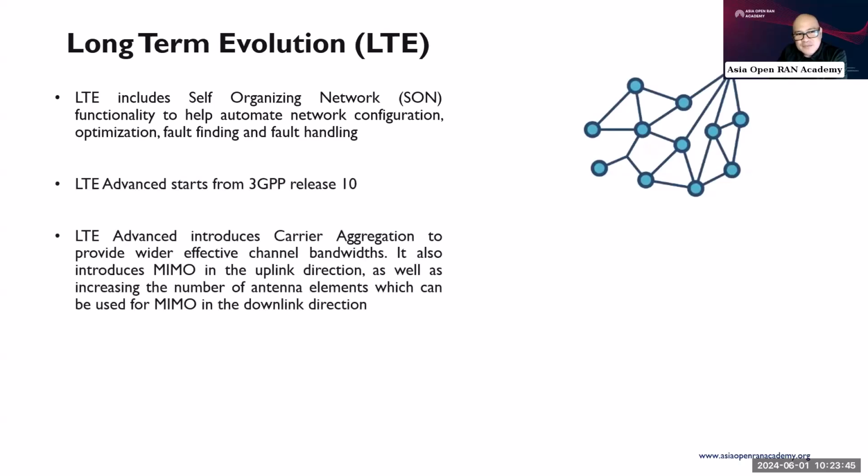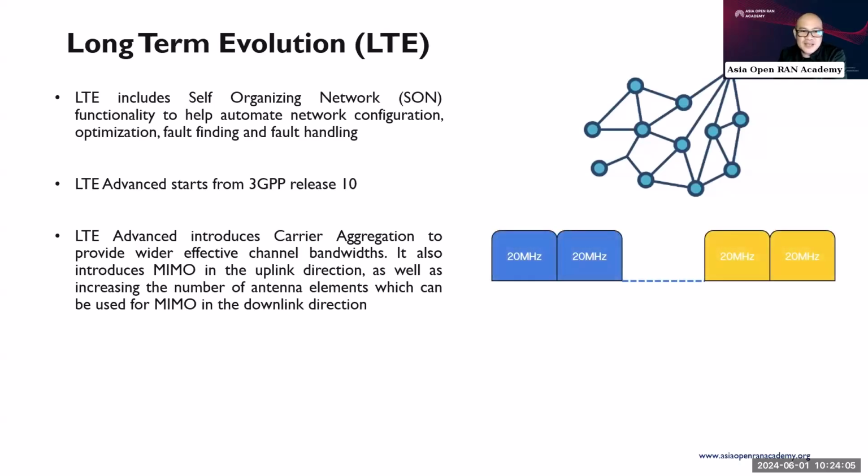LTE Advanced starts from 3GPP release 10. So when we say release 10, it is called LTE Advanced. And release 13 is LTE Advanced Pro. But there is no LTE Advanced Pro Max, that's only for iPhone. So we only have LTE Advanced Pro. What is nice in LTE Advanced is that it introduces what we call CA. CA means carrier aggregation. What is carrier aggregation, sir?